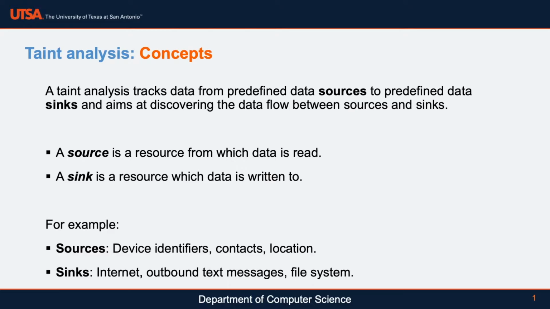A source is a resource where the data is accessed. It could be some device resources like location, device identifiers, or some data from users' input like email address or password. And a sink is where the data will be written to, like a local file or text message.